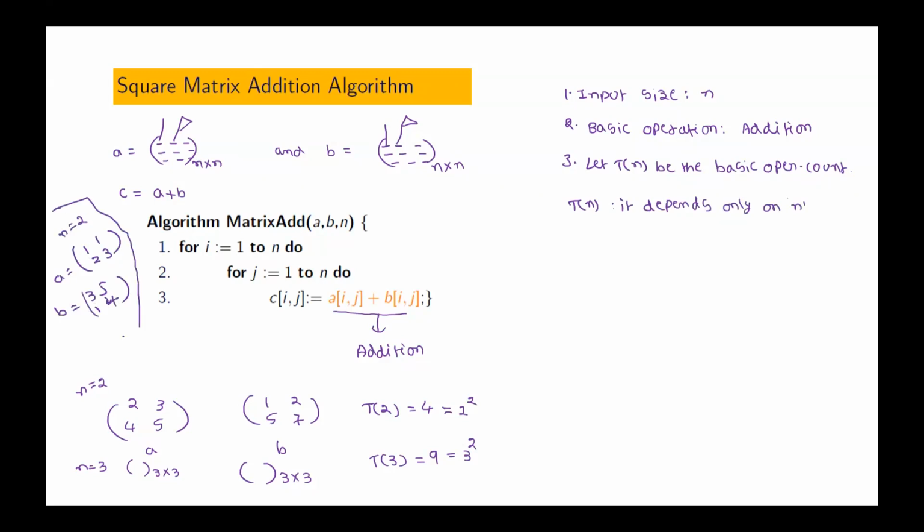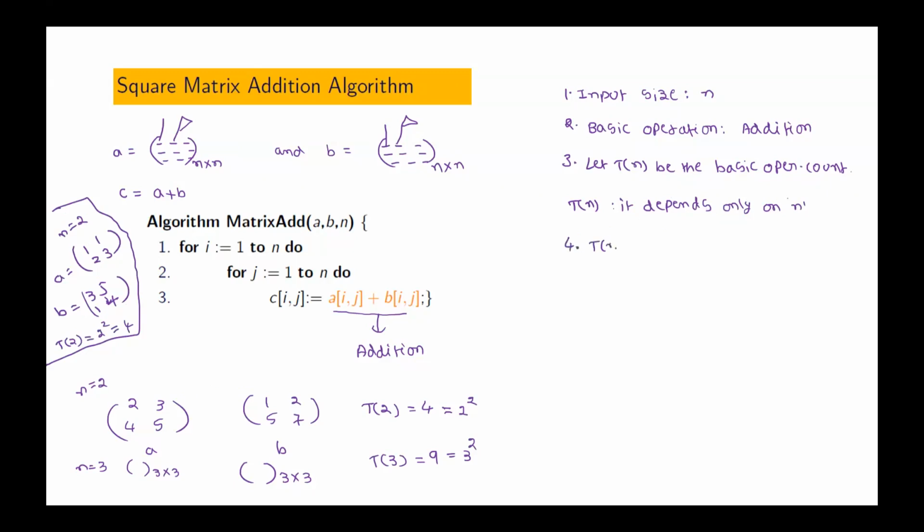Here, how many additions are performed in this case also? 4. 2 square, that is 4. That means for the same input size, is there any change in the number of operations performed? No, sir. That means T of n depends only on n.